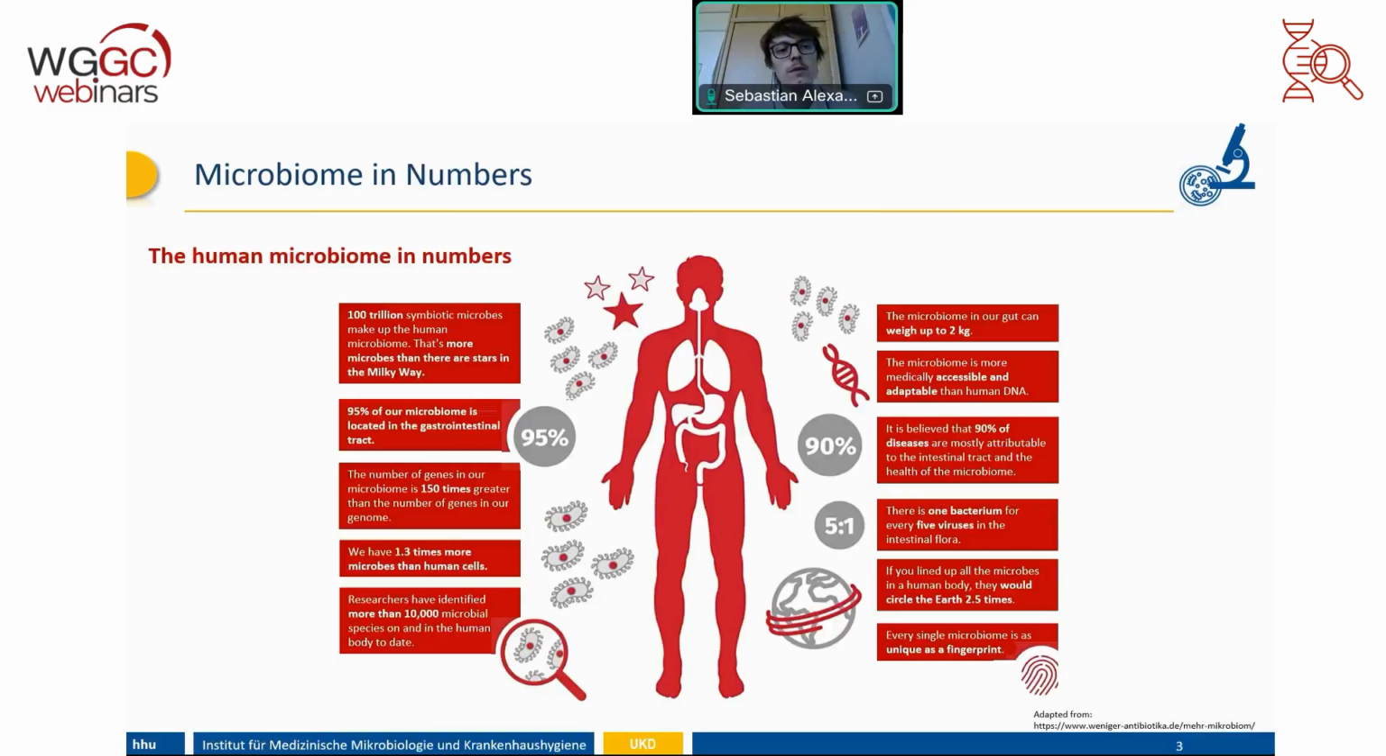And just to give you a short overview about our microbiome and the microbiota in our body, the human microbiome is made up of around 100 trillion symbiotic microbes. And just for comparison, this is more than we have stars in our galaxy. And the main part, so 95% of this microbiome, is located in the gastrointestinal tract. Because of this, we focus mainly on this area and analyze stool samples of patients to investigate their microbial composition.